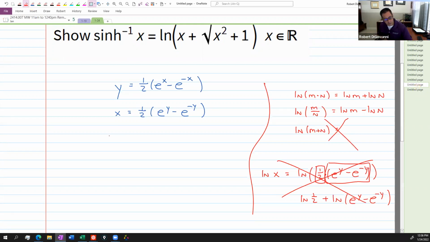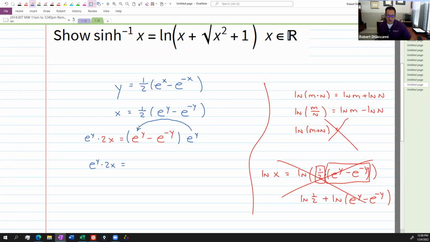So here's what we're gonna do. We're gonna multiply both sides by 2. That's just to clear the fraction out, no big deal. Then I'm going to do something very, very unnatural. I'm going to multiply both sides by e to the y. Let's see what happens. On the left side, nothing happens. We just get e to the y times 2x. On the right, distribute. What's e to the y times e to the y?